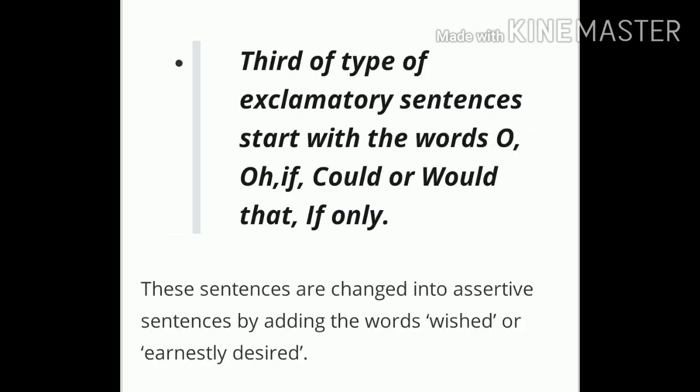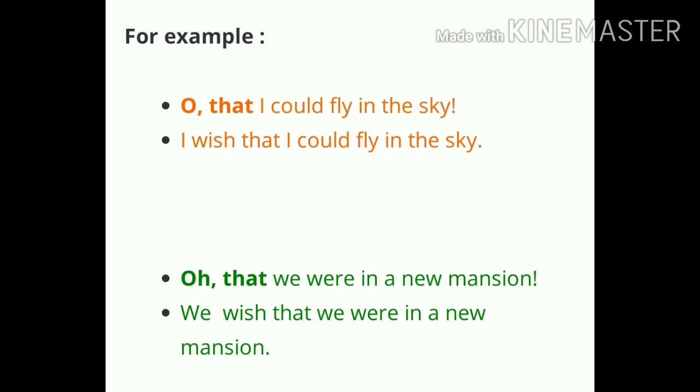Now, children, let's understand another type of exclamatory sentences, another way of writing exclamatory sentences. These sentences start with the words oh that, if only, could, or would that, etc. These sentences are changed into assertive sentences by adding the words wished or earnestly desired. Such types of interjections show the great or earnest desire or wish of the speaker. This rule also we will understand through some examples.